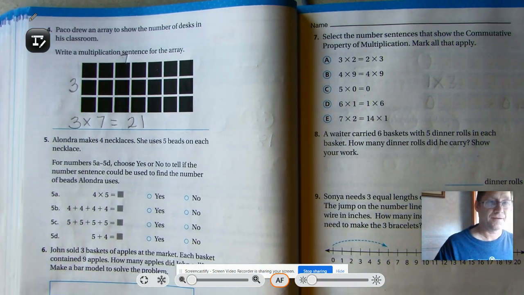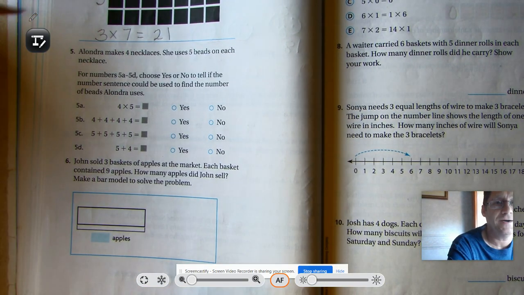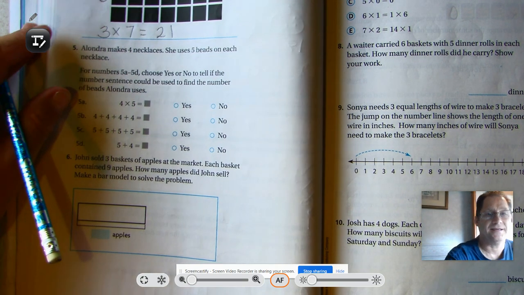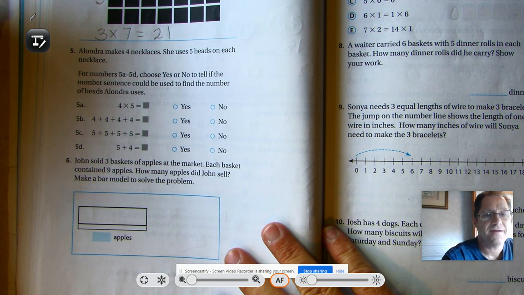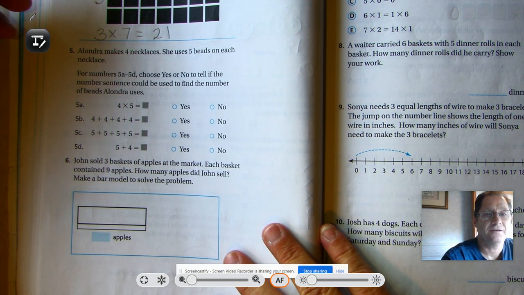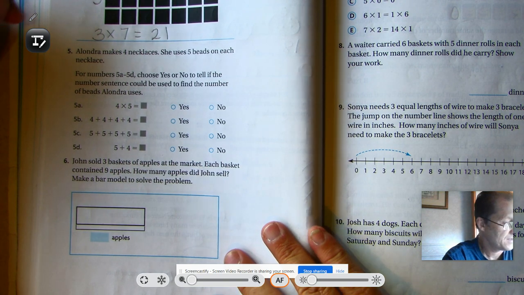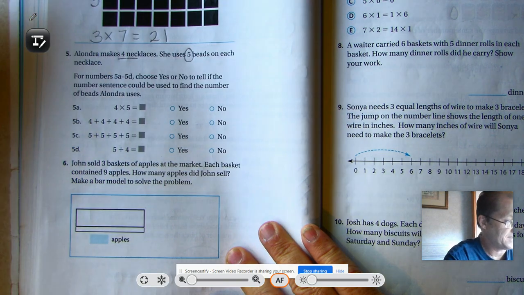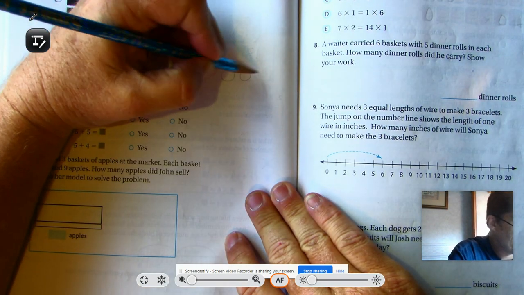Number 4. Alondra makes 4 necklaces. She uses 5 beads on each necklace. For numbers 5a through 5d, choose yes or no to tell if the number sentence could be used to find the number of beads Alondra uses. So I know she made 4 necklaces, and she has 5 beads on each necklace. So I just wanted to quickly draw a picture. I wanted to find out how many I'm going to have.